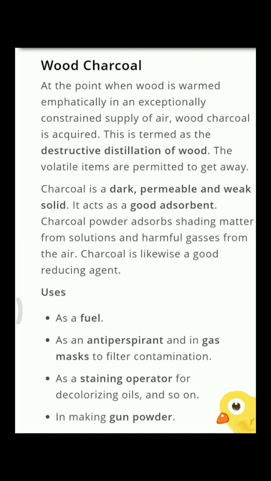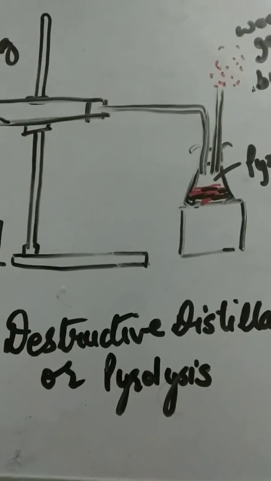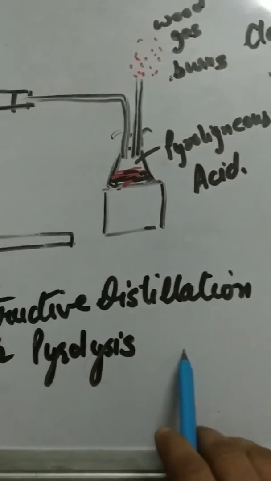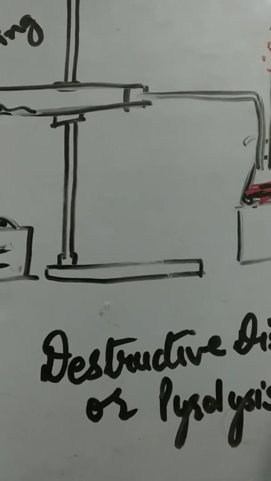Wood charcoal is prepared by destructive distillation of wood. A mixture of gases and vapor evolves, and charcoal is left as a residue. So what is destructive distillation? Let's see. Destructive distillation or pyrolysis. Let's discuss what it is.